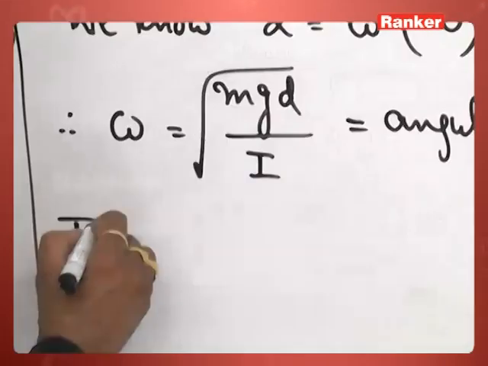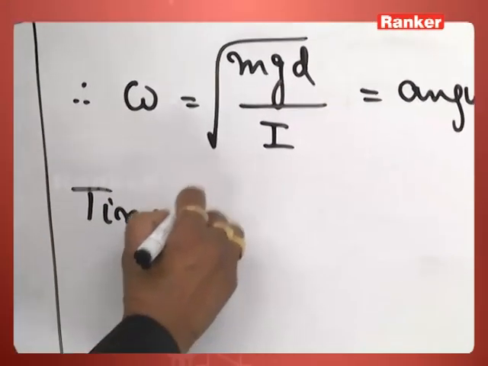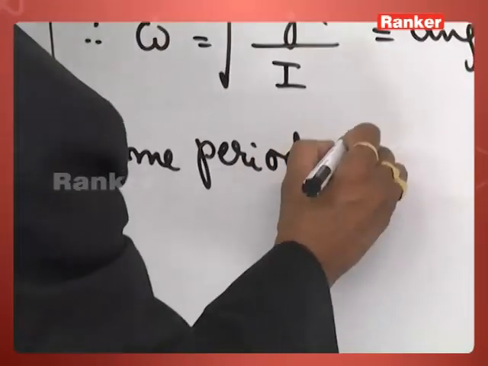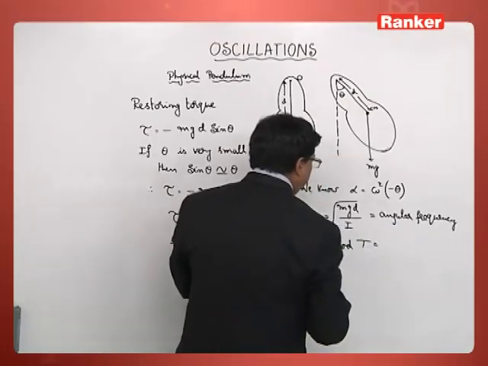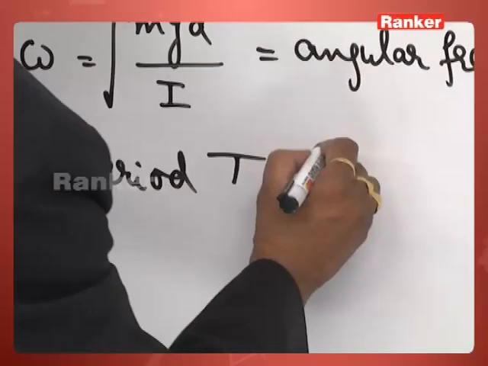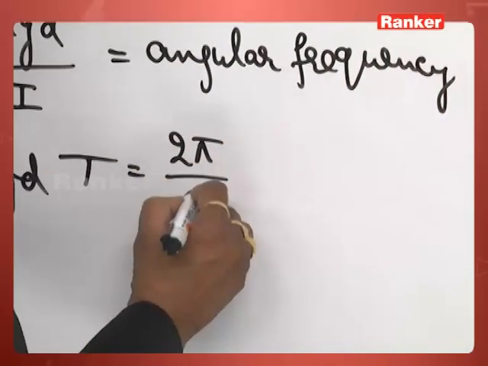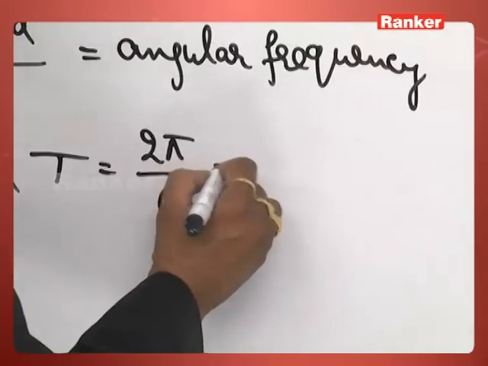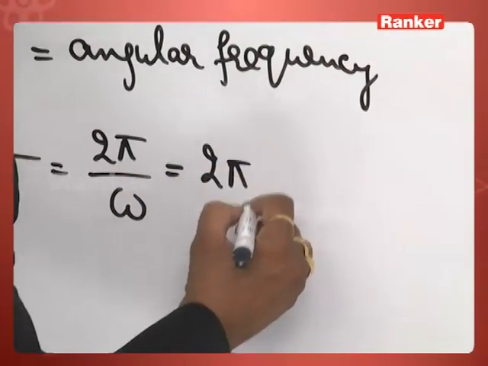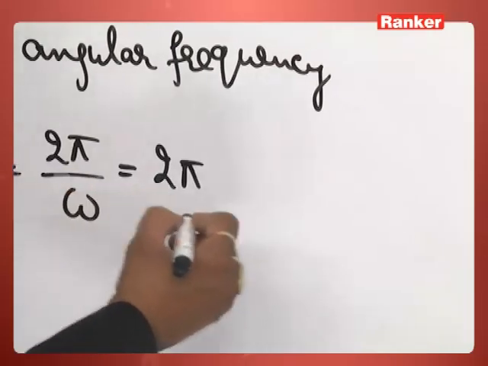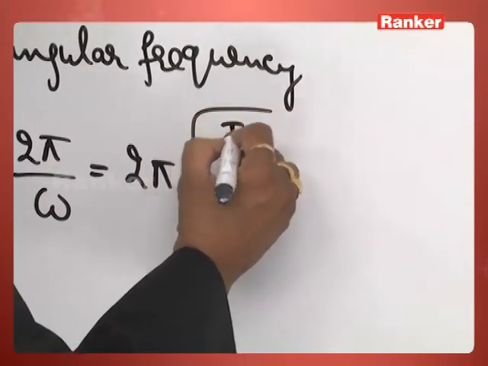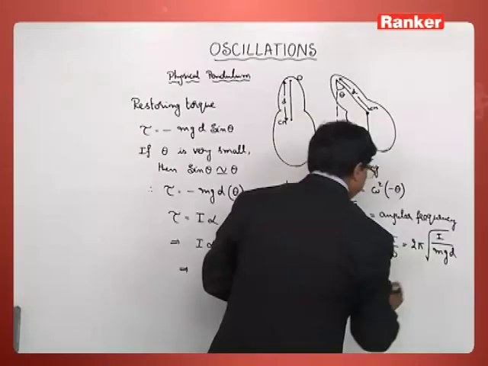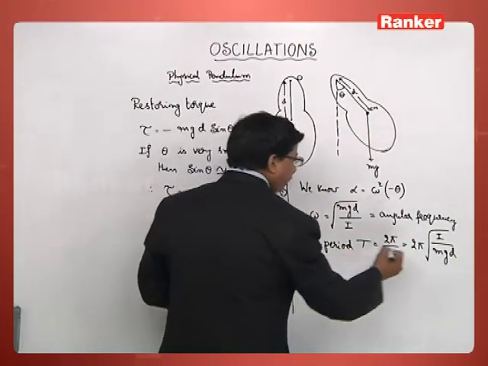Similarly, what would be the time period of its oscillation? Time period, if I want T, can be written as 2 pi by omega. That is the basic formula for us. So, we can rewrite the same as 2 pi root over I by mgd. This is the formula for time period.